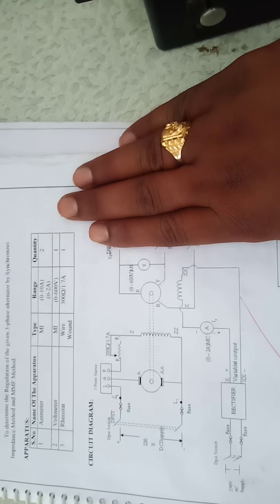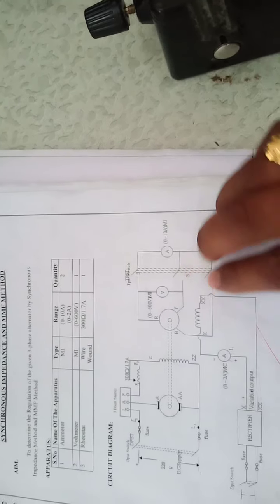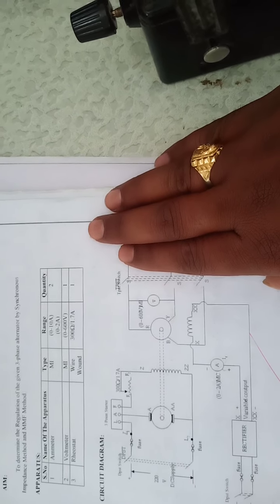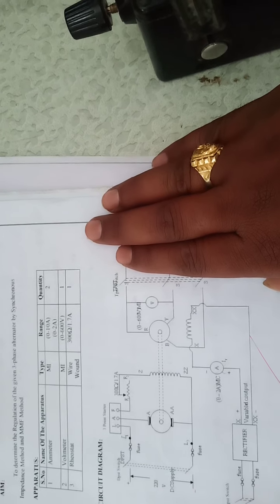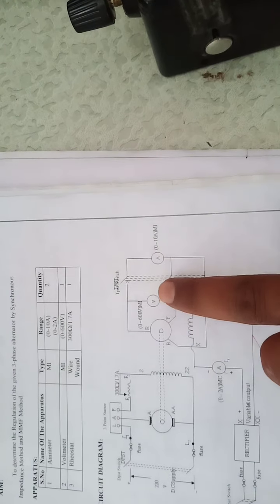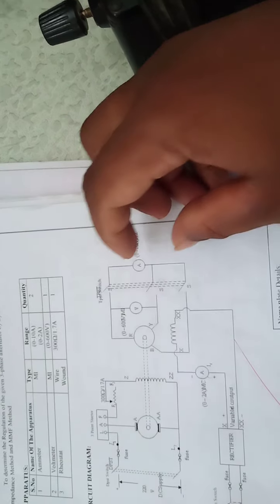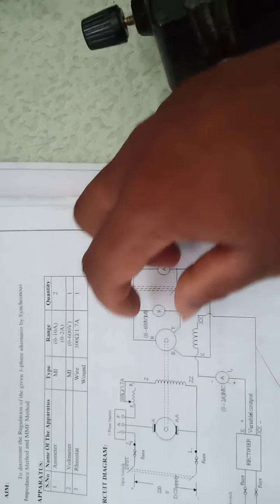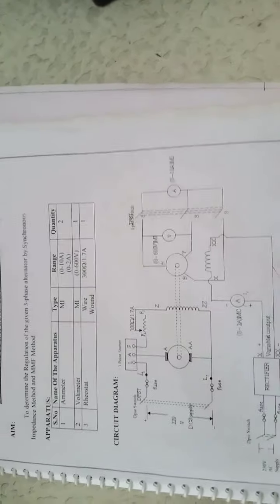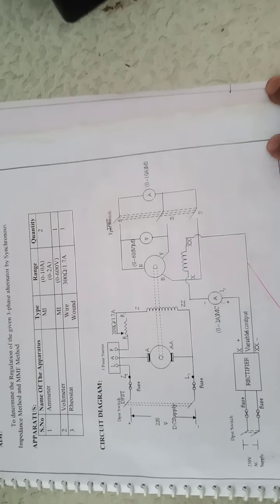Everything is connected. Next, while doing the short circuit test, you should disconnect this voltmeter, short any two terminals and connect the ammeter. So you have to take readings from two experiments, the open circuit test and the short circuit test, and then you will do some calculations.